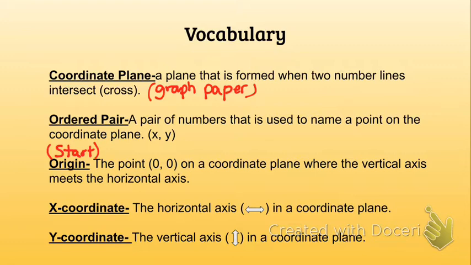And then finally, the last two definitions, x coordinate and y coordinate. The x coordinate, think of it going this way, left to right, our horizontal, and our y coordinate goes up and down, or vertical. Okay? So, pause the video. Write down these definitions, and then I'm going to come back with a little bit more of an explanation.